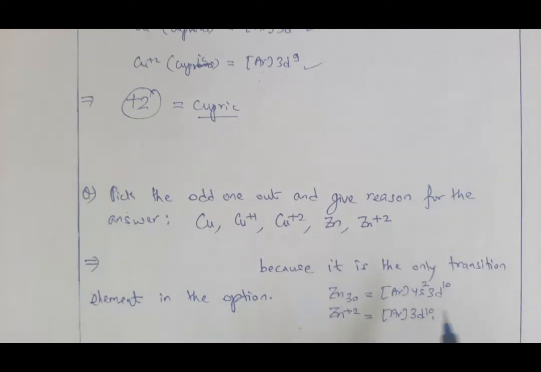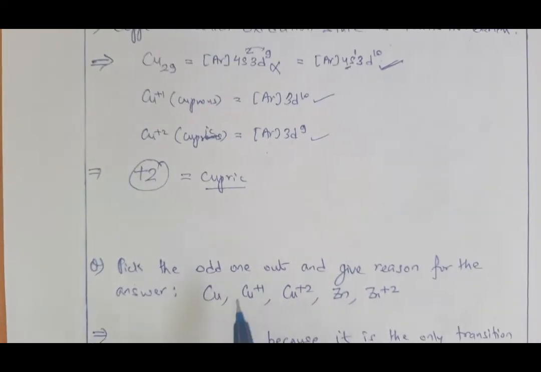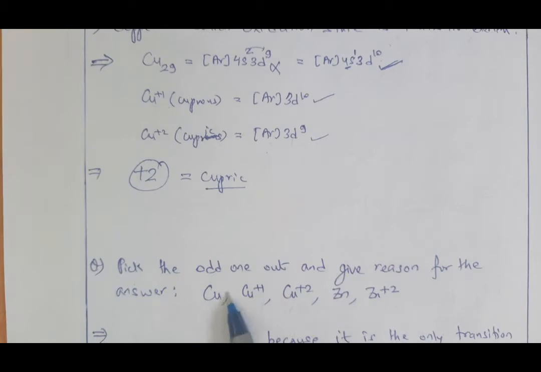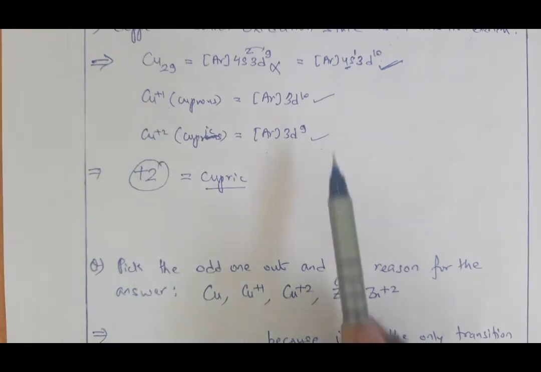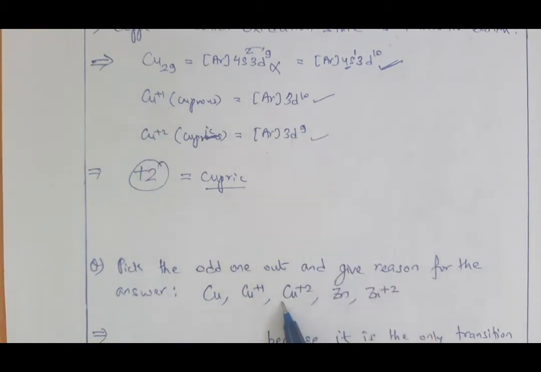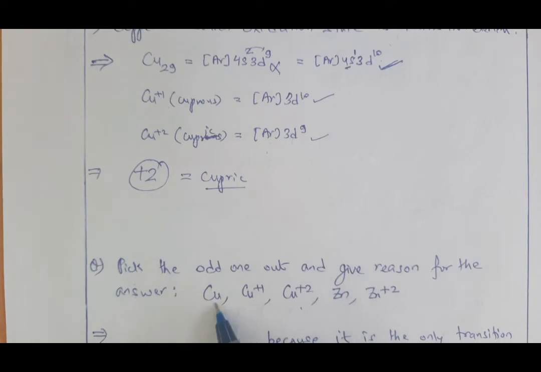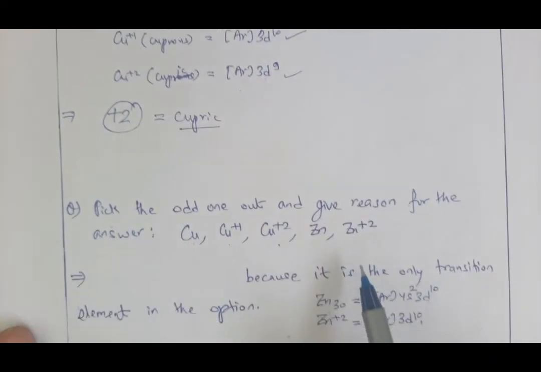Now in the case of copper, the d orbital is completely filled. It is not transition. Cuprous +1, d orbital is completely filled. It is not transition. Whereas in copper 2 plus, the d orbital is not completely filled. So it is transition. Here the d orbital is completely filled, here also, and in the zinc case also d is completely filled, but only in the cupric case the d orbital is not completely filled.